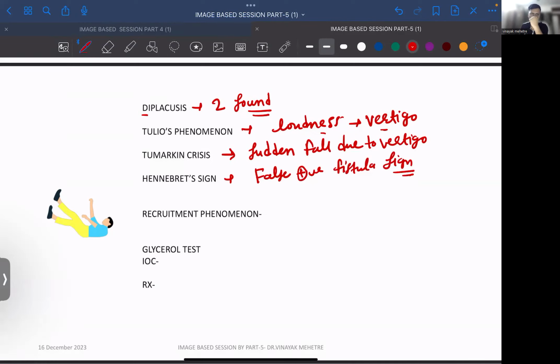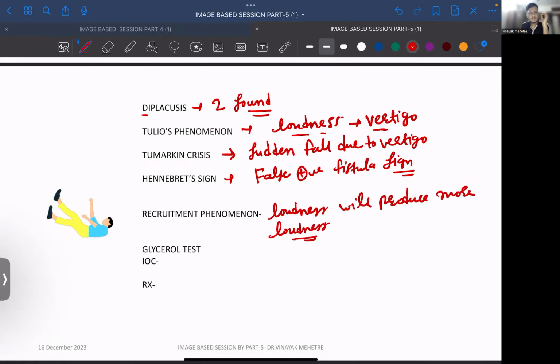Recruitment phenomenon. Recruitment happens, right? Army recruitment, doctors recruitment, employees recruitment. So now the loudness is causing vertigo. Now this loudness will produce more loudness.